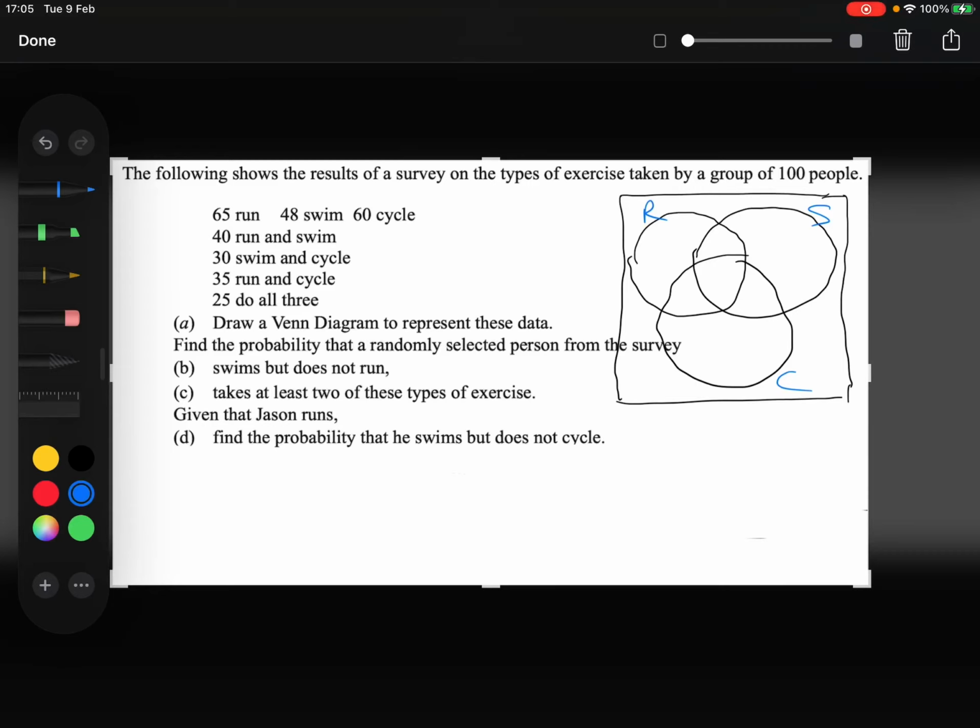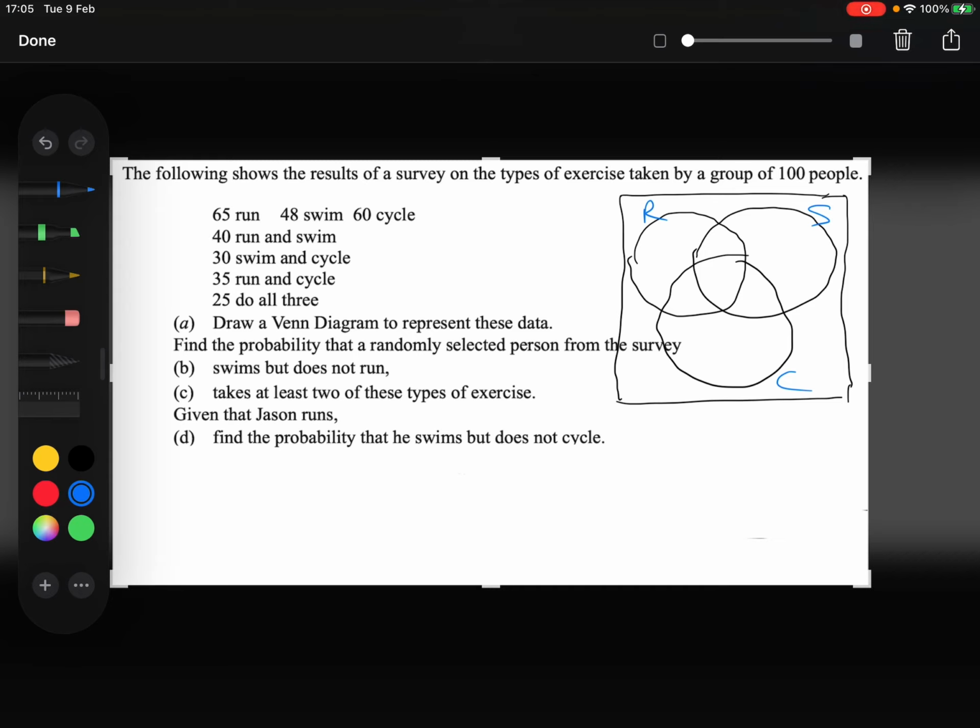We've been given quite a lot of information in this question. It's all about the results of a survey about the exercise that 100 people have taken. And 65 people run, 48 swim, 60 cycle, 40 run and swim, 30 swim and cycle, 35 run and cycle, and 25 do all three. And we need to draw a Venn diagram. I've already drawn a rough outline of this.